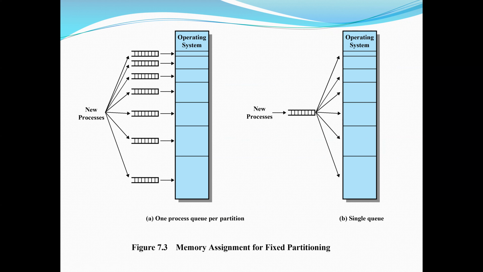Also, with unequal size partitions, there are two possible ways to assign processes to partitions. The simplest way is to assign each process to the smallest partition within which it will fit. In this case, a scheduling queue is needed for each partition to hold swapped-out processes destined for that partition. And that's the concept here.